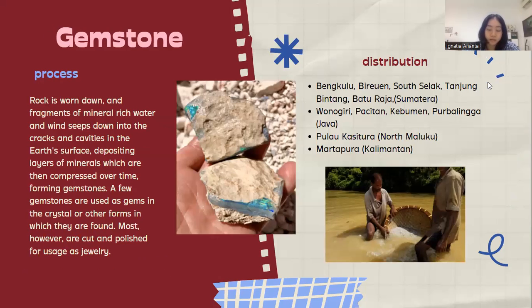So the process to get gemstone is when a rock is worn down and the fragments of mineral-rich water seeps down into the cracks and cavities in the earth's surfaces. And this becomes deposits of minerals, which becomes gemstones over time. And the distribution in Indonesia is in Bengkulu, is in Sumatra, Java, North Maluku, and Kalimantan.